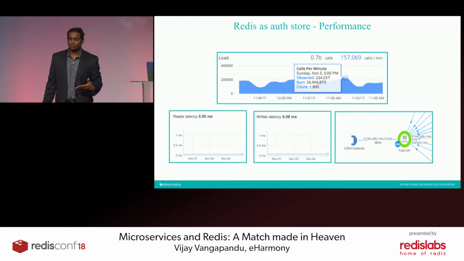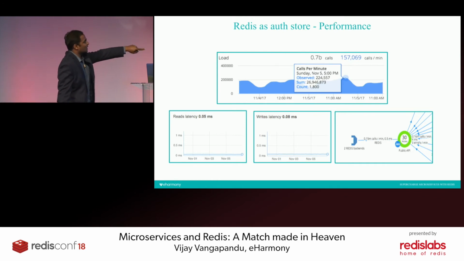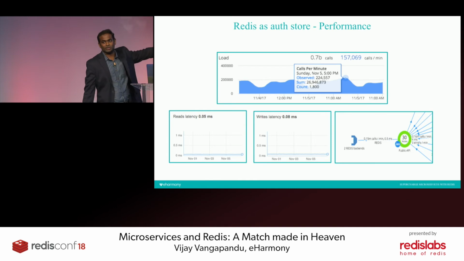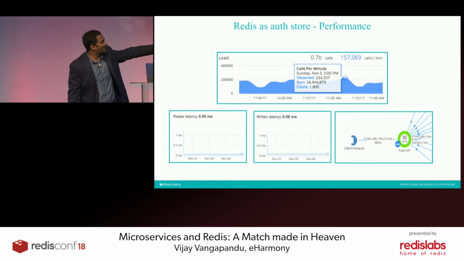It can scale up to 500 calls per second, per minute, and 500,000 calls per minute. And then if it doesn't scale, we can add more. As you can see, our response time is sub-millisecond, 0.05 millisecond, come on, right?